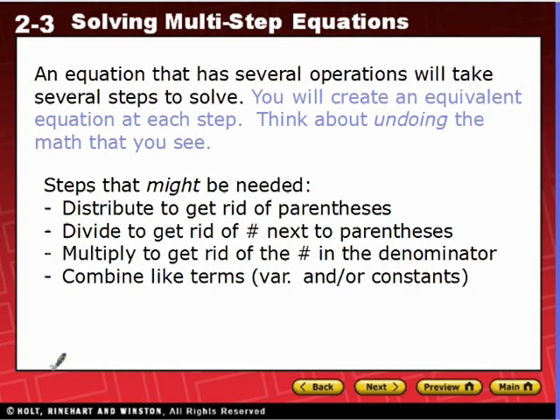Things that you might have to do. You might have to distribute to get rid of the parentheses. You might have to divide to get rid of a number next to parentheses. Okay. You might multiply to get rid of the number in the denominator. You might need to combine some like terms, variables and/or constant terms. Now, that is not a list of things you have to do in order.